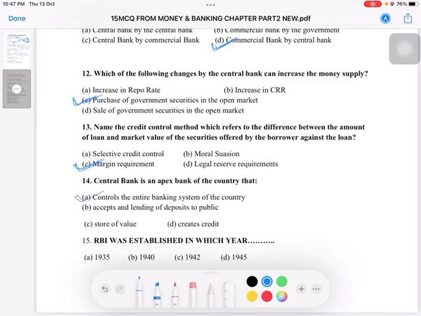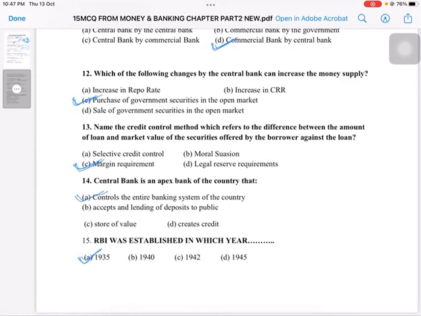The last question of the session: RBI was established in which year? Options are 1935, 1940, 1942, 1945. RBI was established in the year 1935. So the right option is 1935. So this is all about the discussion of MCQ in this session. Thank you so much.